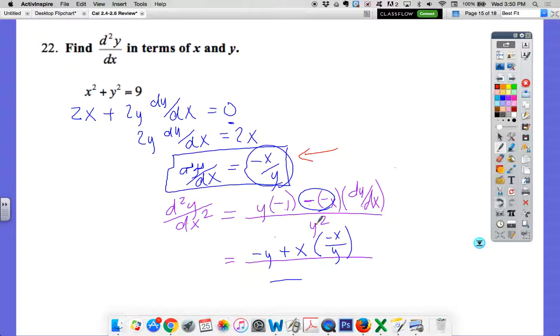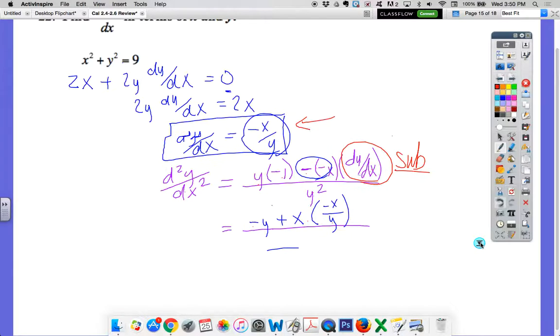Then we started cleaning it up. So we got negative 1 times y, which is negative y. And then we had the two negatives here made positive x. And then we substituted. So that's what we substituted there. Dy over dx became negative x over y. And so at that point, you do have to do a little bit of cleaning.